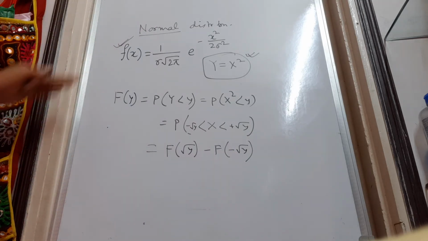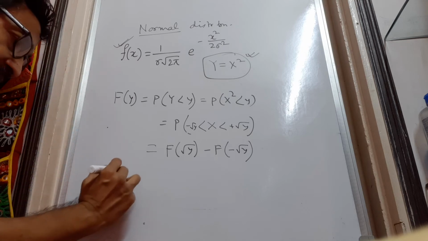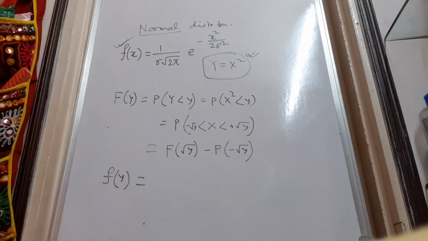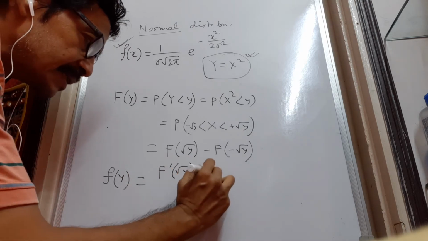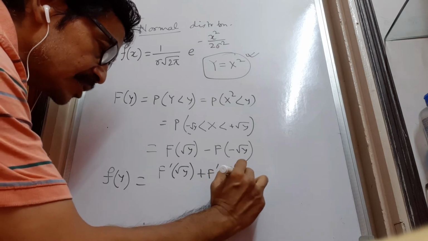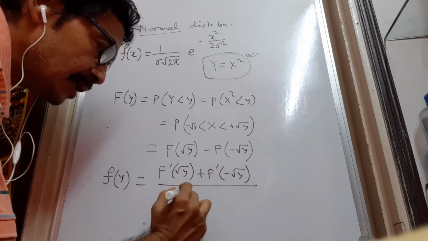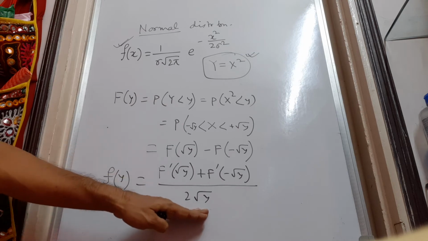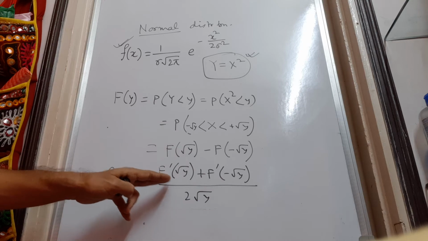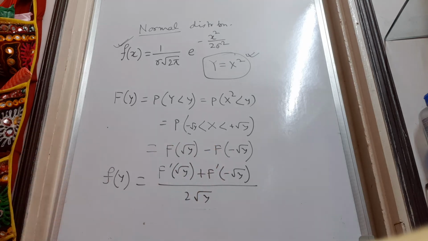Now, to reach the corresponding density function, we are to differentiate this with respect to y, and what do we get? We obviously get f prime root y plus f prime minus root y by 2 root y. This is also obvious because root y, when you take the derivative with respect to y, gives half y to the power half minus 1, that is half y to the power minus half. This is the derivative of this into f prime root y, and this minus sign makes this plus.